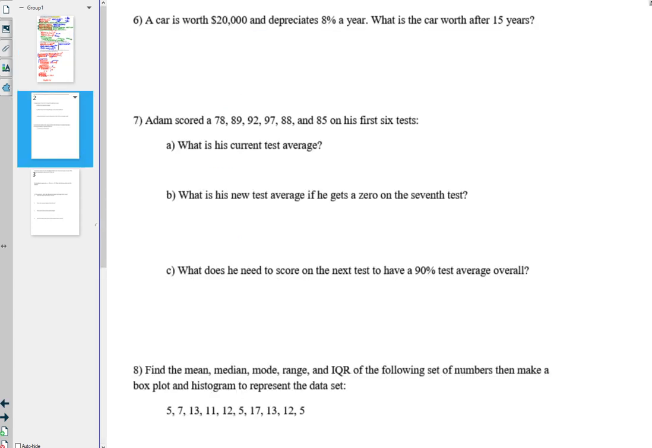A car is worth $20,000 and depreciates at 8% a year. What is the car worth after 15 years? So this is just a regular decay problem. I'm not even going to write the formula. Let's just say we want 15 years. So the amount after 15 years is the $20,000 that it was worth originally times what is the growth factor going to be? Or in this case, the decay factor. This is decay. 0.92. If you're losing 8% every year, it's about what you're retaining. You're retaining 0.92 for 15 years.